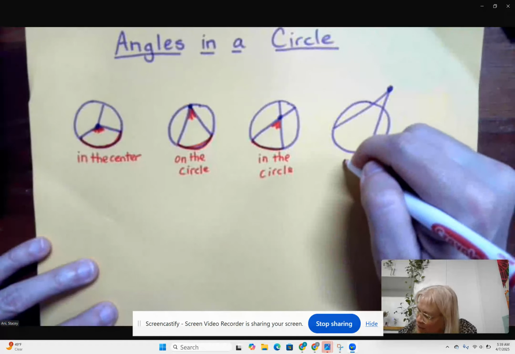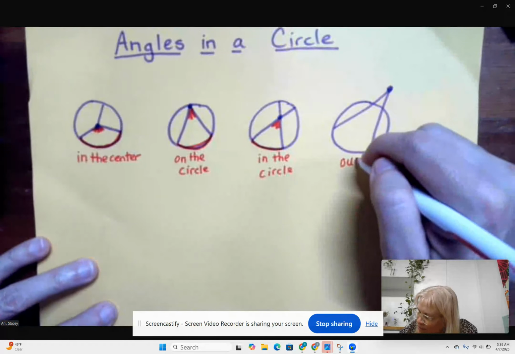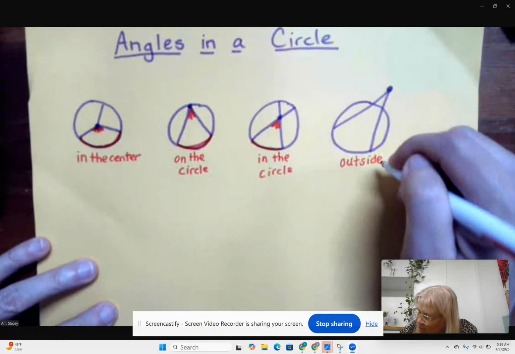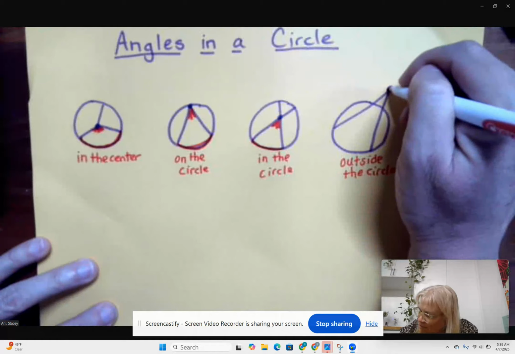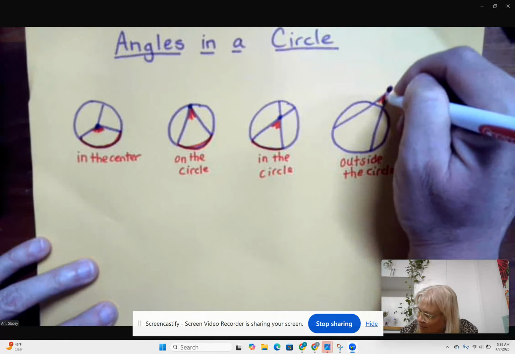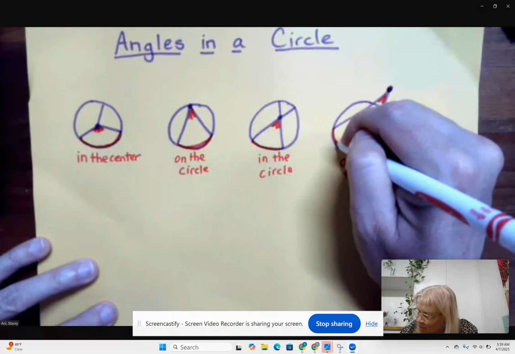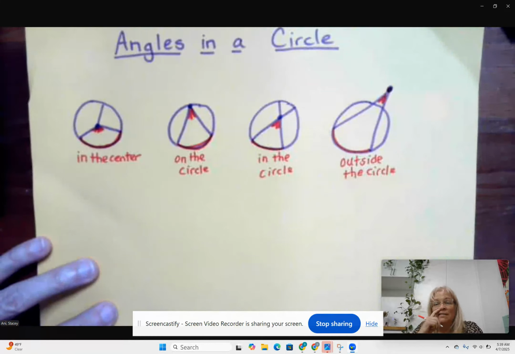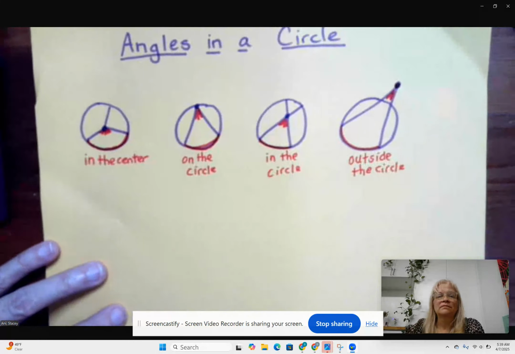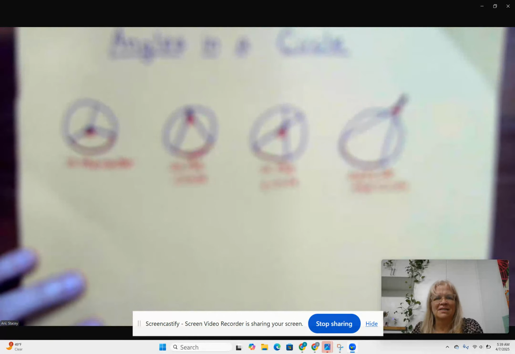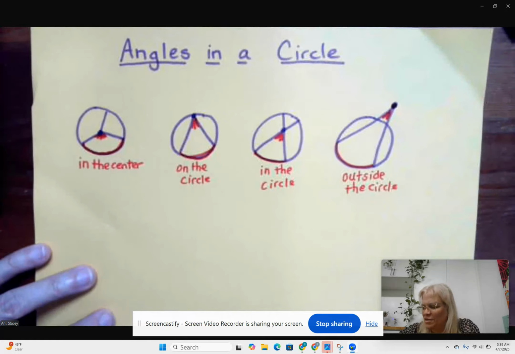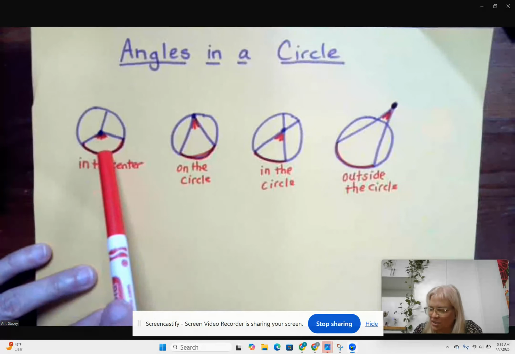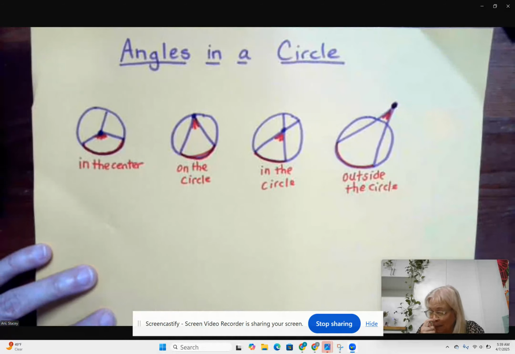And then this one, we're talking about a vertex that is outside the circle. So this would be our vertex. We're talking about this angle here and its intercepted arc over here. So the first two, let me try to focus this a little bit better. There we go. The first two should be familiar to you. We have actually already learned these, right? This is your central angle and this is your inscribed angle.